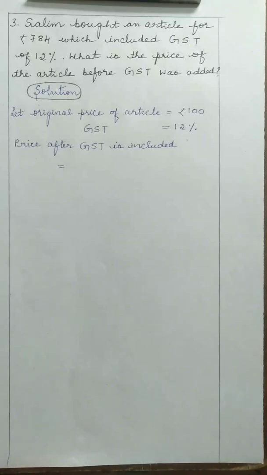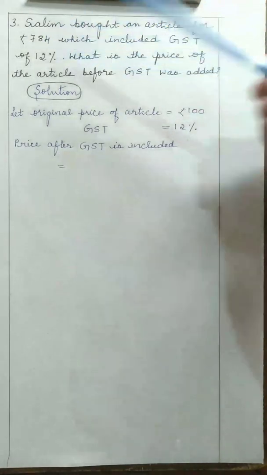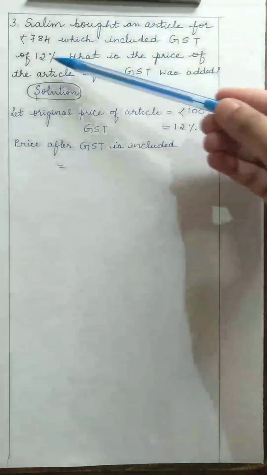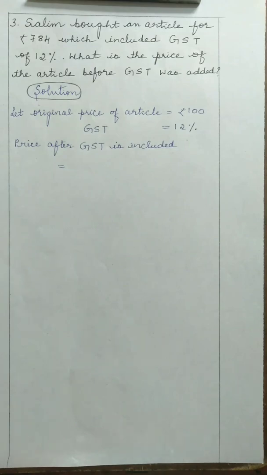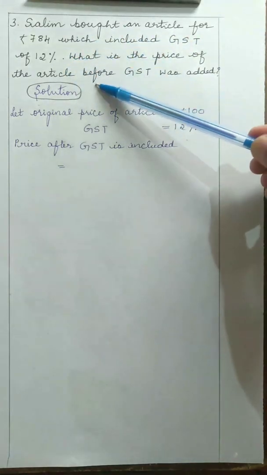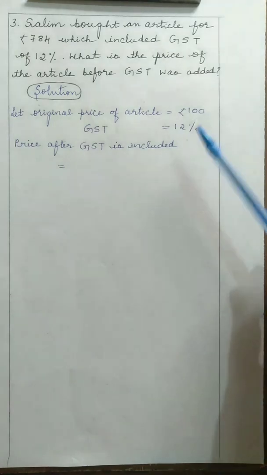Third problem. Salim bought an article for rupees 784 which included GST of 12%. So goods and service tax, it is GST. So GST added onto the article which was bought by Salim was 12%. Now we need to calculate what is the price of the article before GST was added. Therefore, to solve this problem, children, let us follow this method.